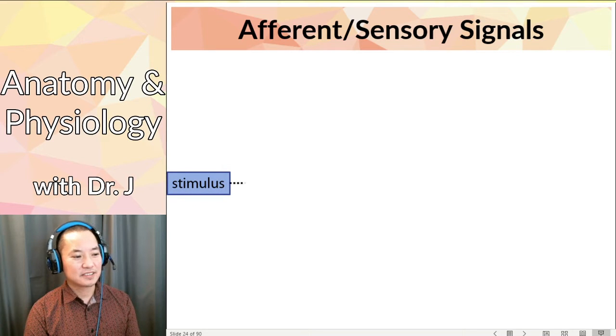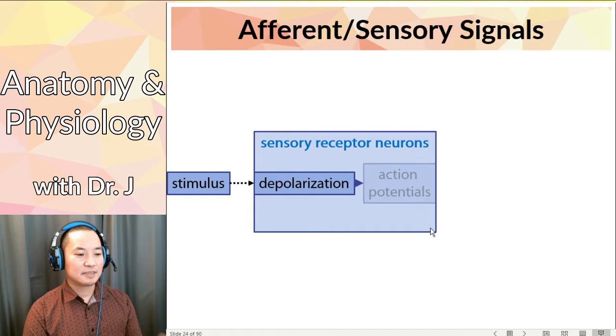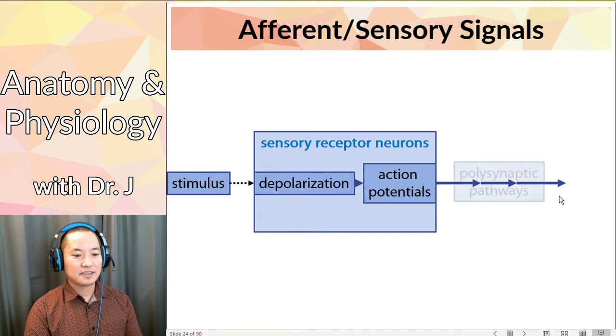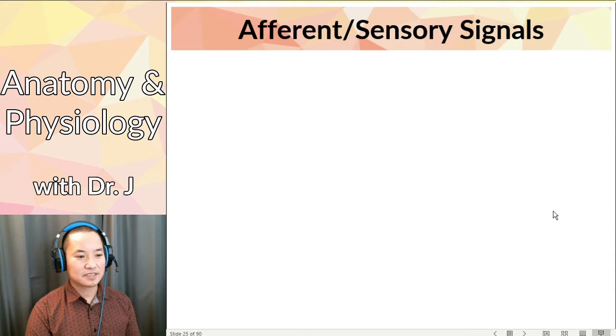Afferent and sensory signals. So again, you have your stimuli, you have these receptor neurons, and then they depolarize using these ion channels or some other protein receptors. This generates action potentials. These can be passed across synapses by using neurotransmitters or sometimes electrical synapses. Basically, you have neurons passing electrical signals to each other via chemicals or ion channels, and then these are called polysynaptic pathways, and these reach the central nervous system.